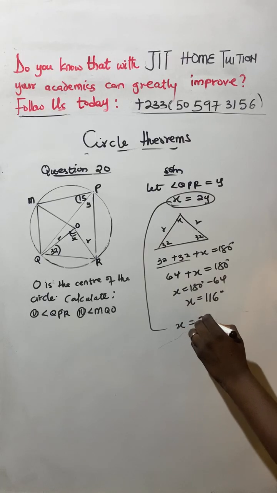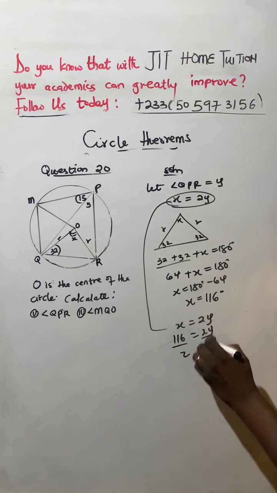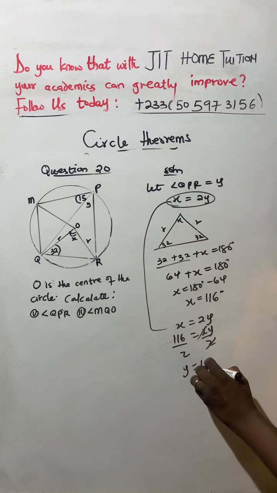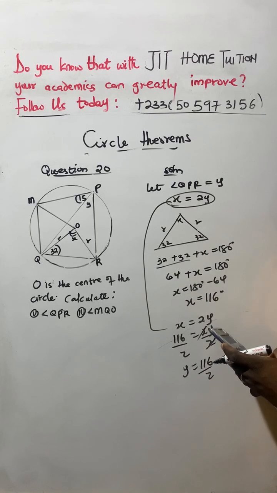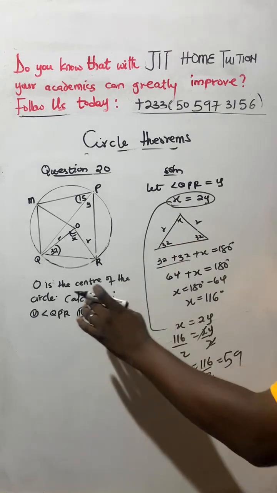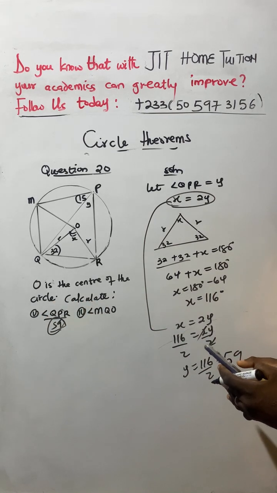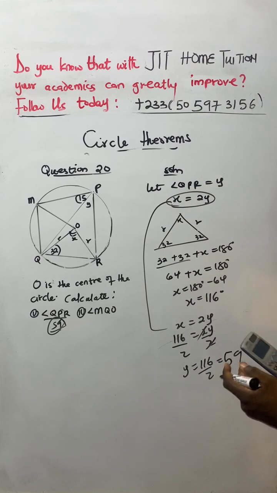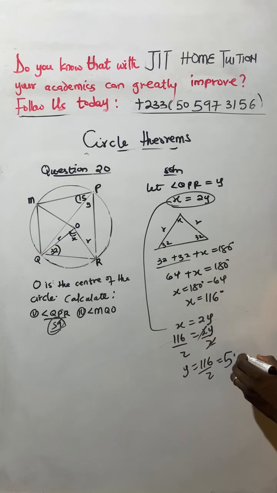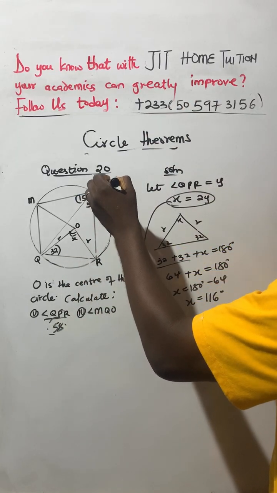So X equals 2Y, and this side is 116, so 116 equals 2Y. You divide, and Y will be equal to 116 over 2. You are dividing it by 2, and that will give you 58. Sorry, I first said 59, I didn't see the calculator well. So the angle that we have been asked to look for is 58. Pardon me for that.